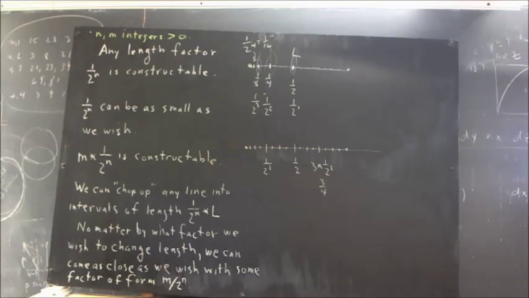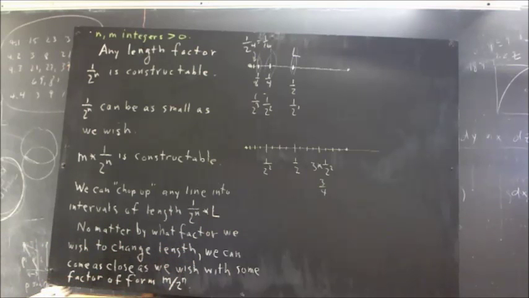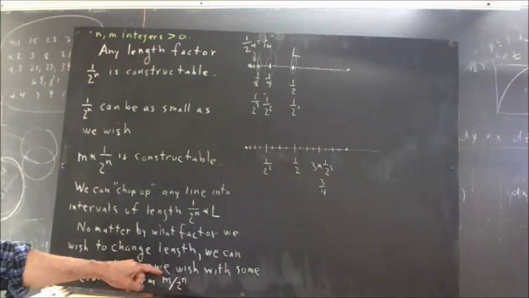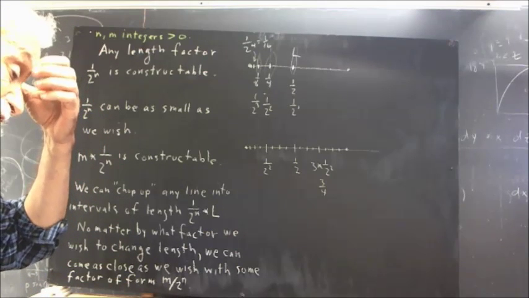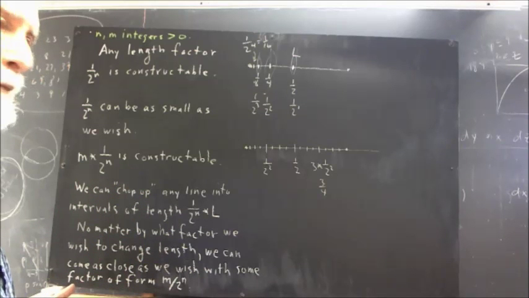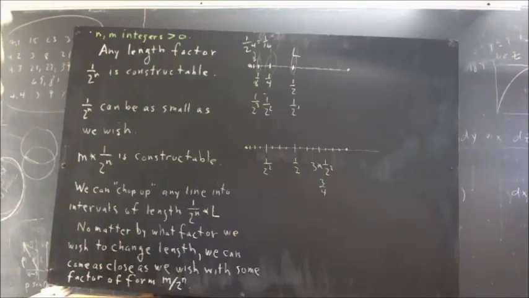Then, no matter by what factor we wish to change our length, we can come as close as we wish with some factor of the form m/2^n. So let's say we wanted to change our length by a factor of 87 hundredths, 0.87. Okay? Now, 87 hundredths is not constructible.